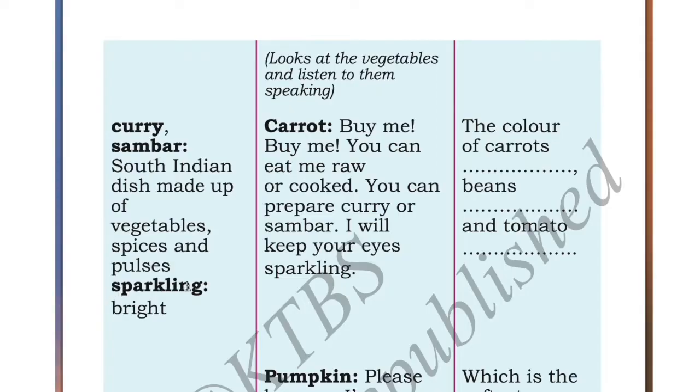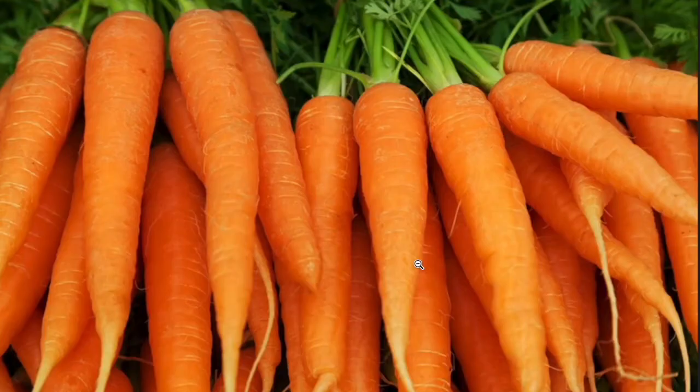So, next, what is the meaning of the word sparkling? It just means bright. So, carrot has vitamin A, and vitamin A is said to be good for our eyes. The color of carrots. So, what is the color of carrots? It's orange. Let's take a look. So, as you can see here, we can see that carrots are long and hard.